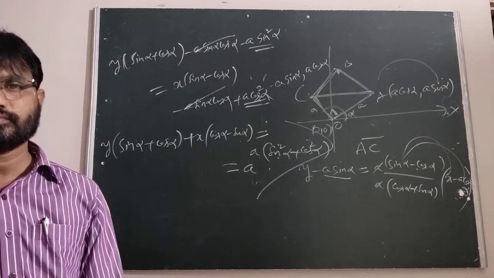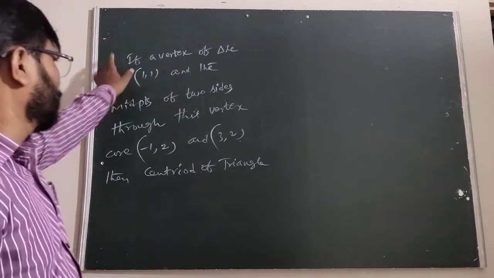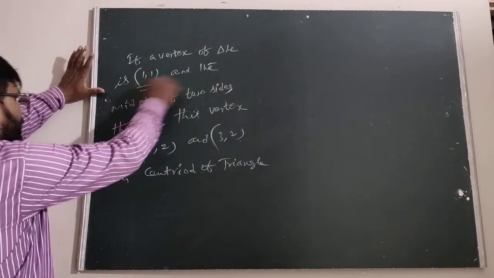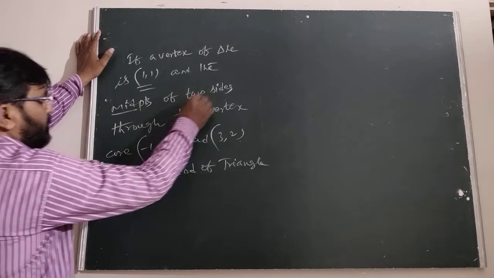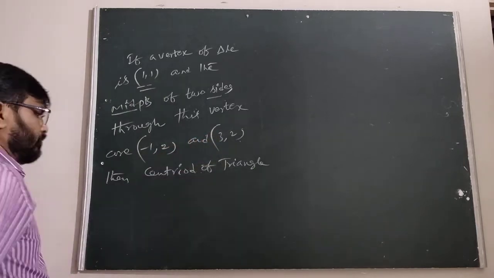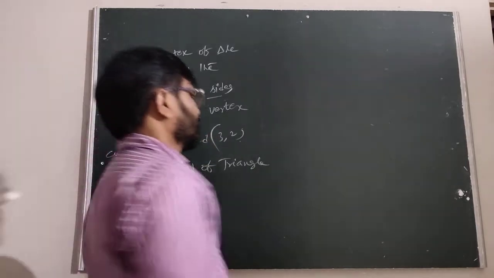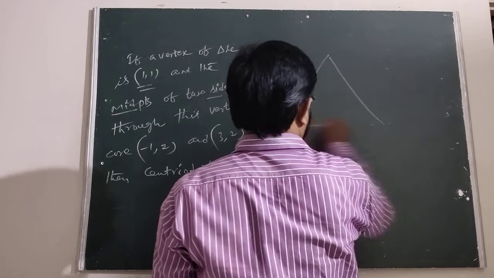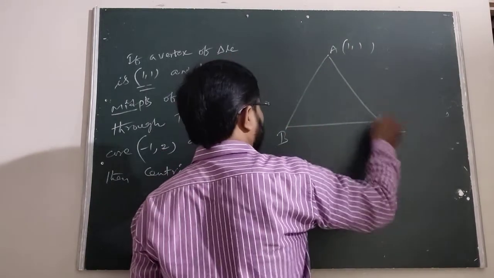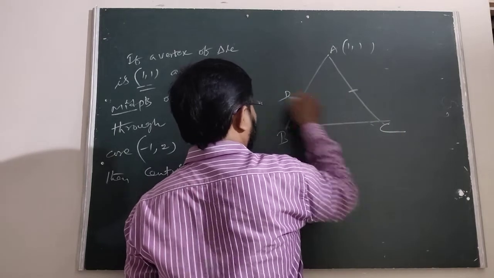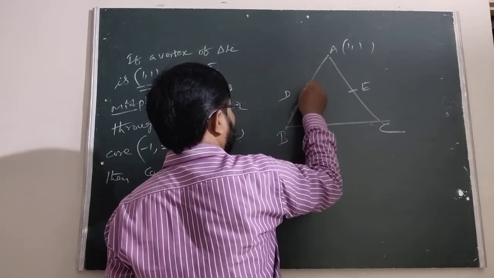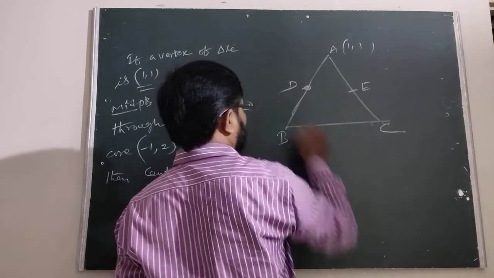Okay. Now another JEE Mains question. If a vertex of the triangle is 1, 1 and the midpoints of the two sides through this vertex are minus 1, 2 and 3, 2, then find the centroid of the triangle. All of you listen here. This is A (1, 1), this is B, this is C. These are the points D and E. These are the midpoints of the sides.